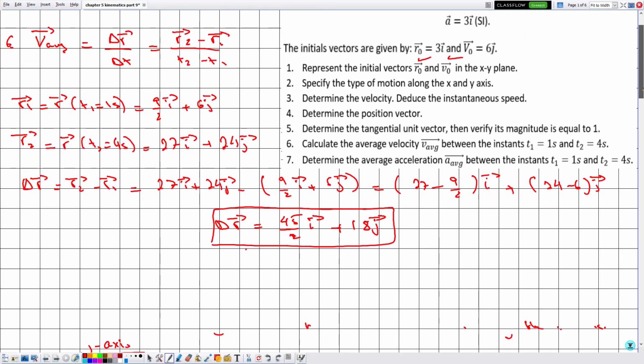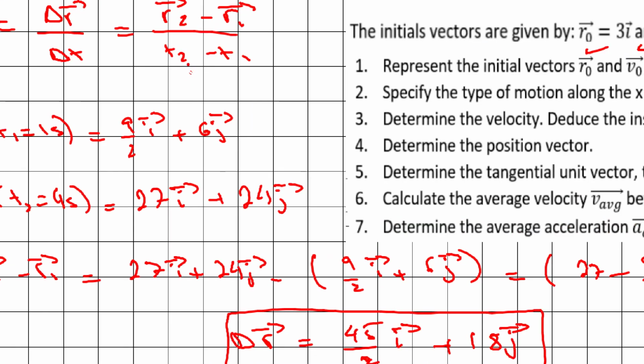Now we are ready to calculate v average. Then in this case v average is equal to 45 over 2 i plus 18 j divided by t2 minus t1, which is equal to 3 because 4 minus 1.